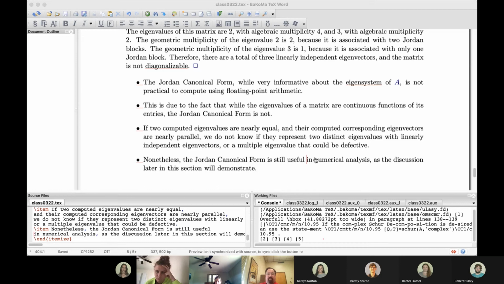I don't know if researchers have tried to come up with a practical numerical algorithm for computing the Jordan form, but it's something where you basically have to make a determination. If you have eigenvalues that are very close, do you declare them to be repeated eigenvalues or distinct eigenvalues? Because that drastically affects the form of your result. But personally, I feel like it's just not reliable.